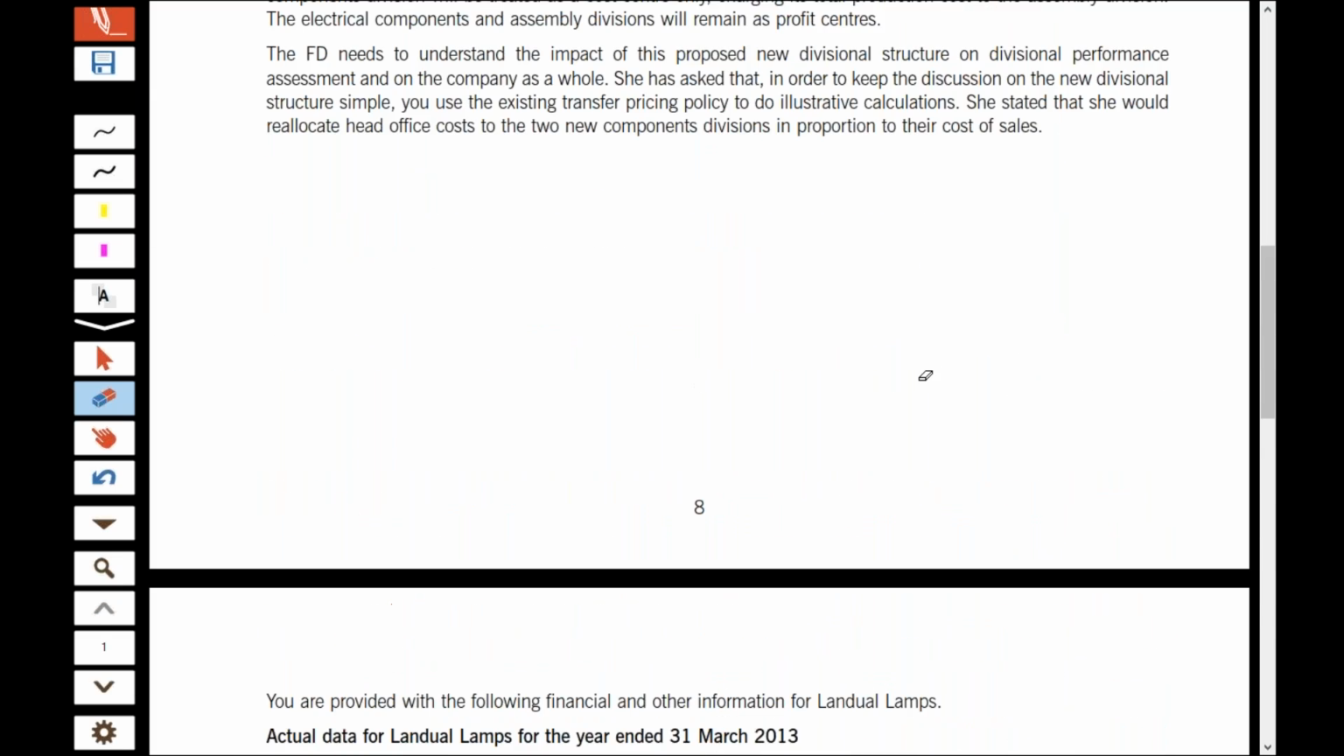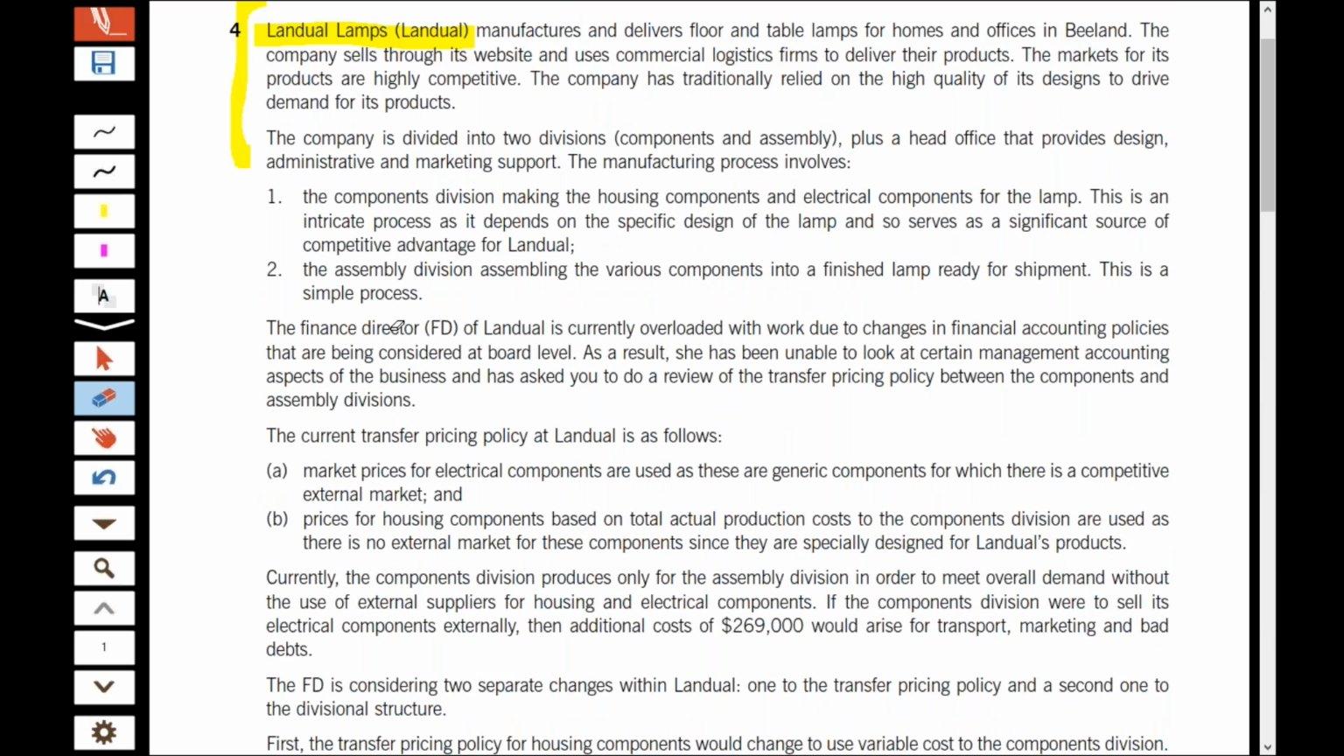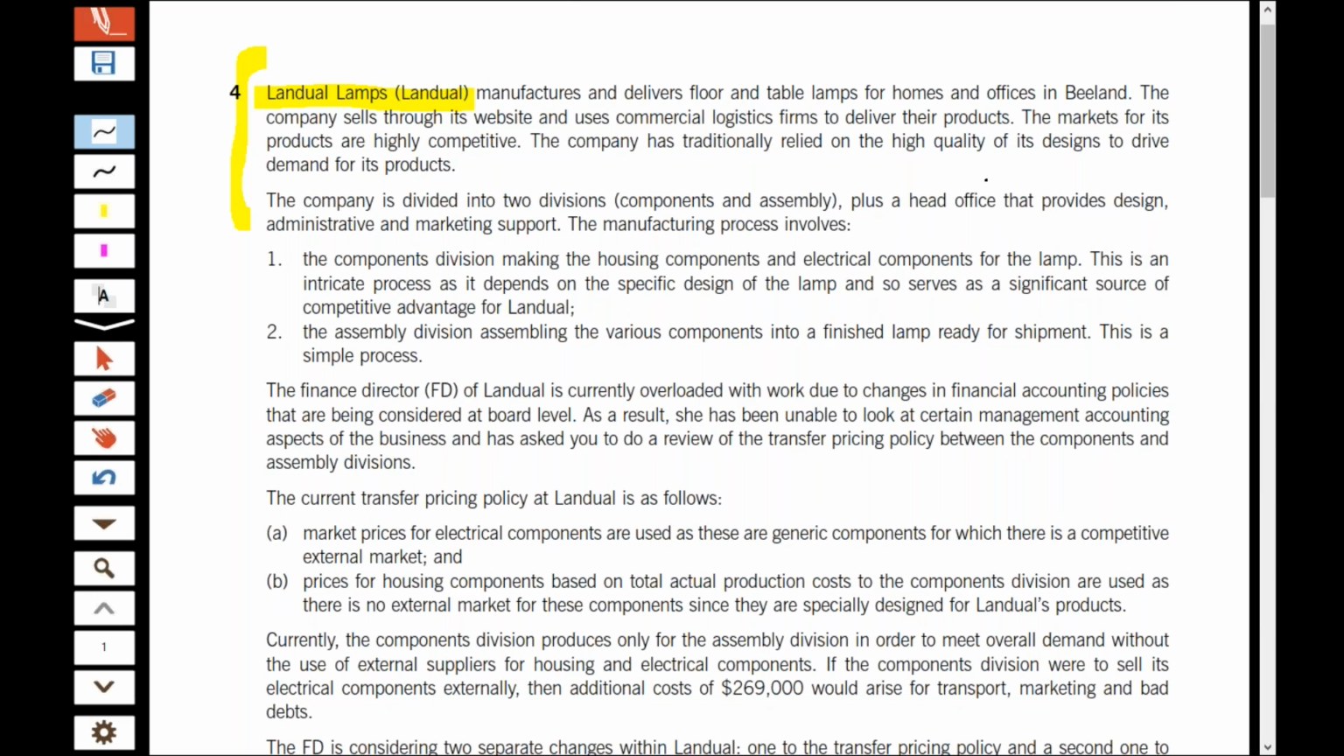Okay. Now let's start discussing this question, Landwell Lamps. It says Landwell Lamps manufactures and delivers floor and table lamps for homes and offices in VLAN. So what does it do? It manufactures and delivers floor and table lamps for the homes and offices in VLAN. It says the company sells through its website and uses commercial logistic firms to deliver their products. The markets for its products are highly competitive.